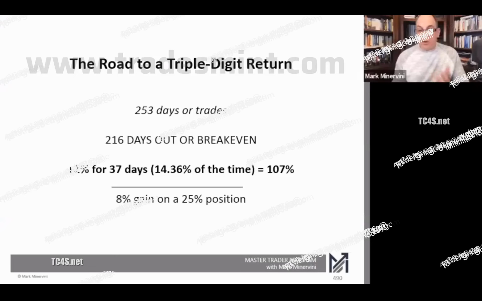So now the question is, can you find a stock that goes up 8% on a 25% position size, make 8% 37 times in an entire year, and the rest of the time just break even or stay out of the market? If you can do that, you double your account. Doesn't sound nearly as hard as finding the next Amazon, does it?